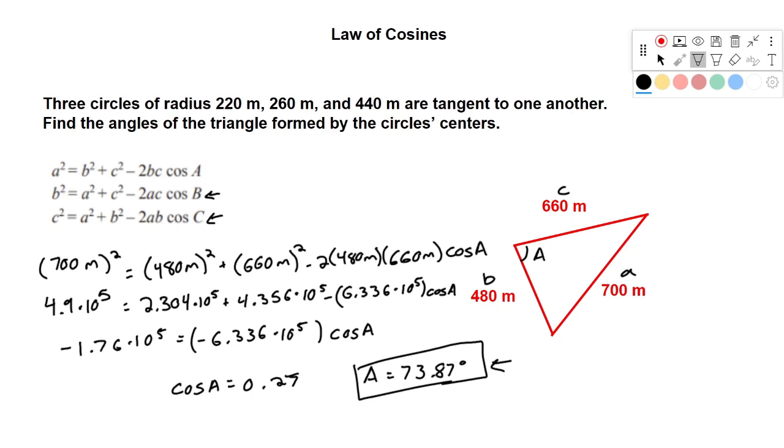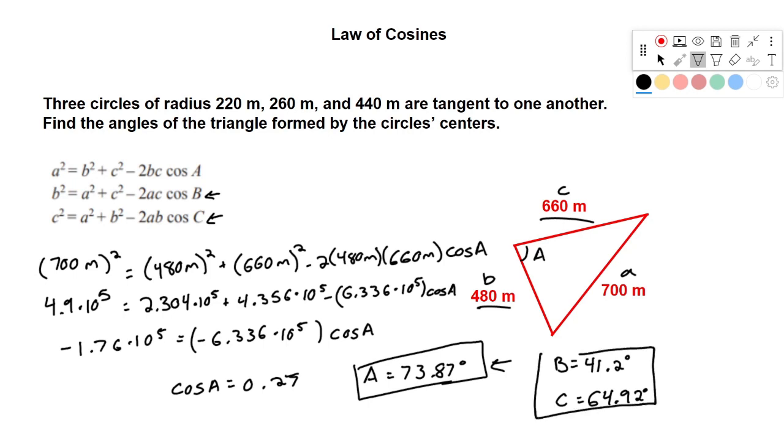So I won't go through the process of completing the other two angles, but if we do it, we'll get B equals 41.2 degrees and C equals about 64.92 degrees. So again, B is calculated, this is side B, as 480 squared equals 660 squared plus 700 squared minus 2 times 660 times 700 cosine B. And C is calculated as, again, this is C, 660 squared equals 480 squared plus 700 squared minus 2 times 480 times 700 cosine C.